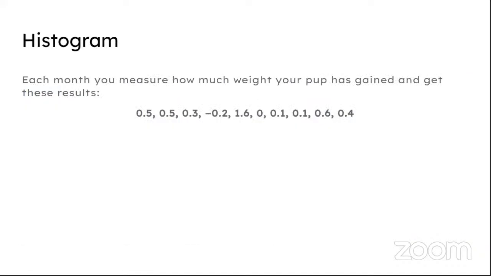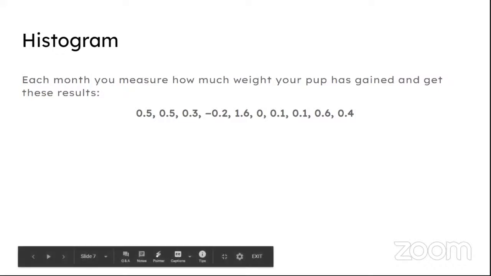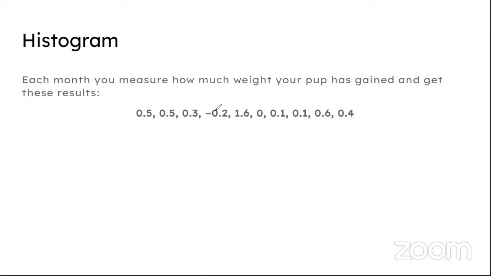All right, histogram. Each month you measure how much weight your puppy, your dog, your pet has gained, and here are the results. In order to create a histogram, remember they're very much like bar graphs, except there's no space in between the bars. Across the bottom, you're going to say the numbers, like negative 0.2, 0, 0.1. You're going to go in order with each of these amounts. And then on the side, it's going to be your frequency. So how many times do you have 0.2? Only 1 time. How many times do you have 0? Only 1 time. How many times do you have 0.1? Well, you've got that twice. So that bar will be twice as big as your previous 2 bars.